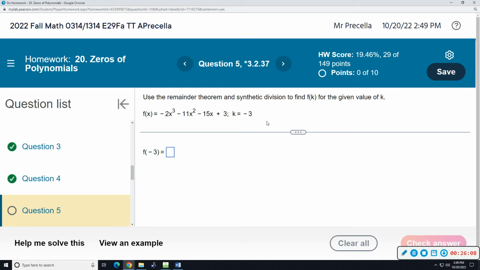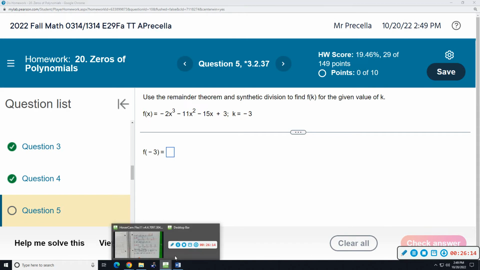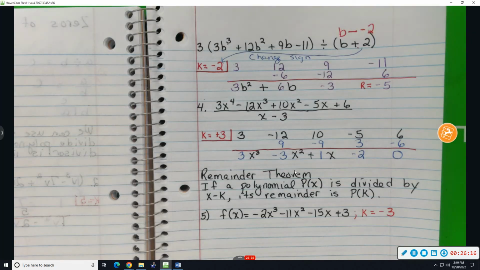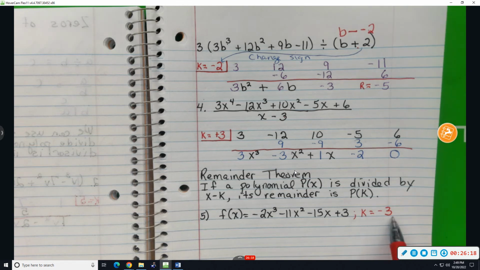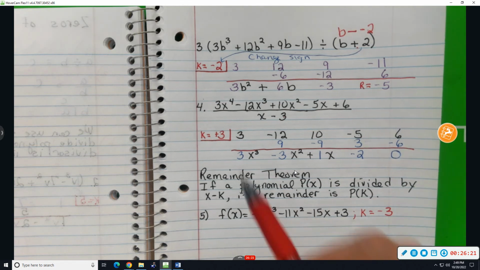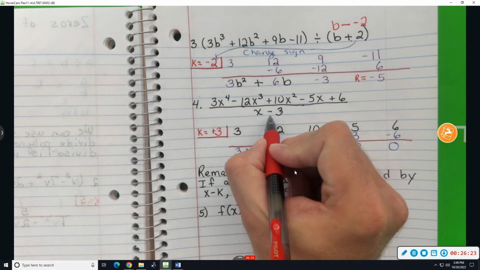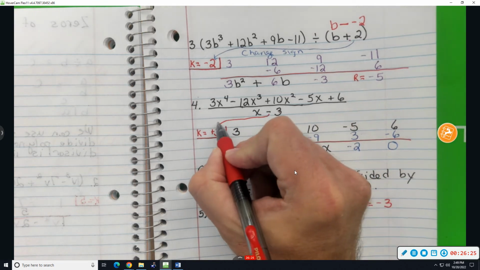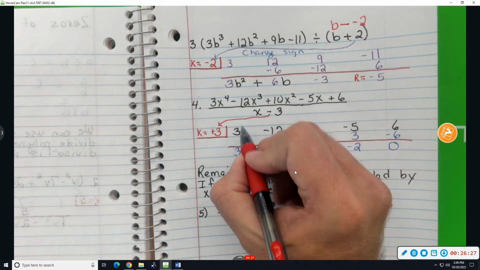Notice on this one, you're not going to change the sign when you do your synthetic division. Why? They're already telling you what k is. You only do that sign change when they don't tell you what k is, but when they give you the divisor.